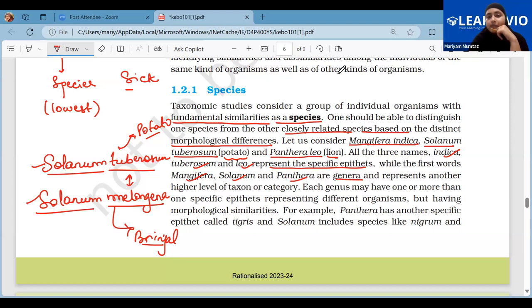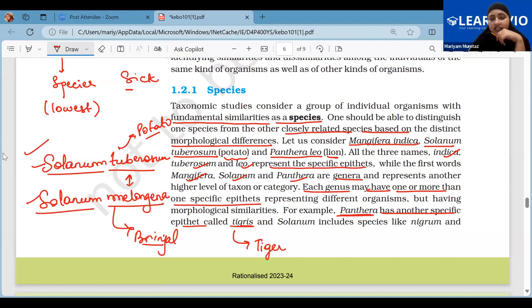Okay. So, we can say that each genus may have one or more than one specific epithet, isn't it? The example is right here in front of you. There are many examples of this, such as Panthera. It has another specific epithet called Tigris. Leo is for lion, Tigris is for tiger.